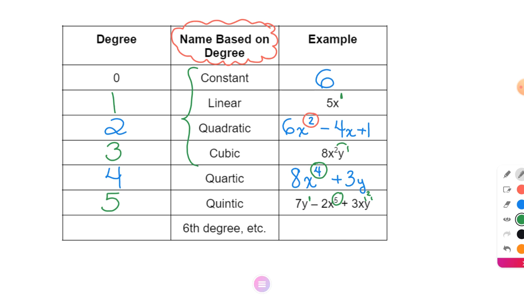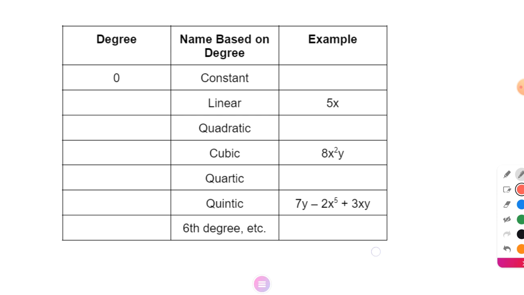After quintic for 5, we typically just call things by their degree, their number. So something that's the 6th degree, maybe we had x to the 4th y squared plus 3. So here's my 4 plus 2, gives us that degree of 6. All right, so quite a bit of vocabulary here, but just go with what you know, and we'll build on it.